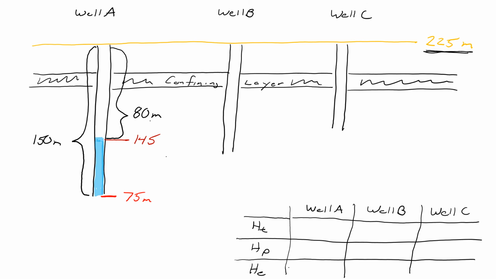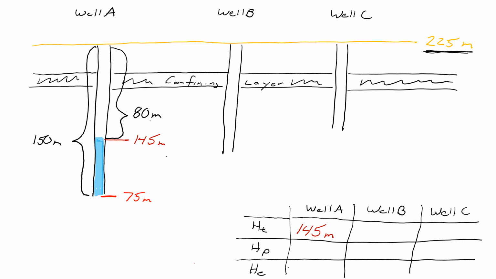Okay, let's look at our three terms that I wanted you to tell me about. Total head. Just what is the definition of total head again? It's simply the level, the elevation that the water rises to, right? What's the elevation that the water rises to for well A? 145 meters. I'll put my meters there. So 145 meters is the total head.